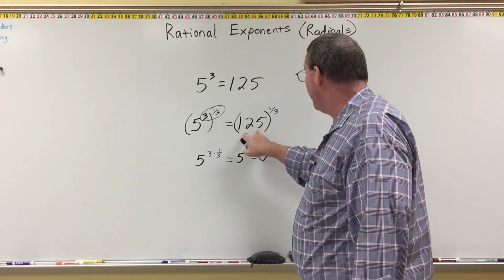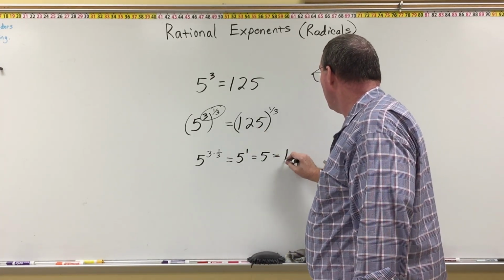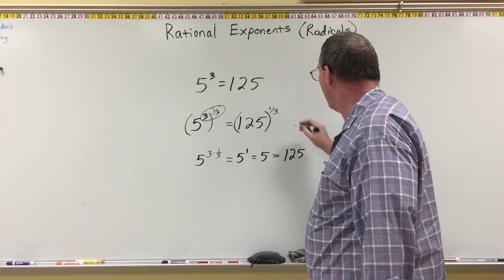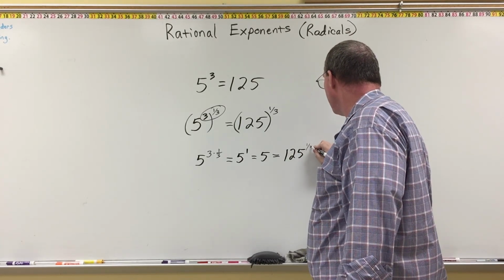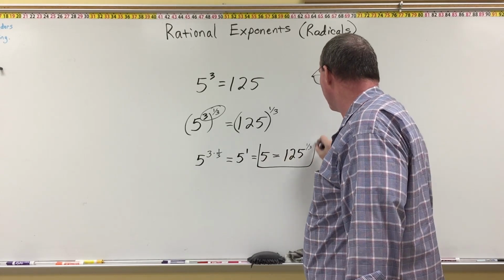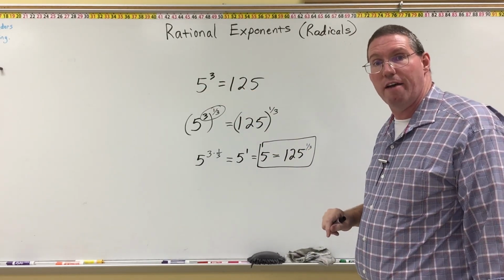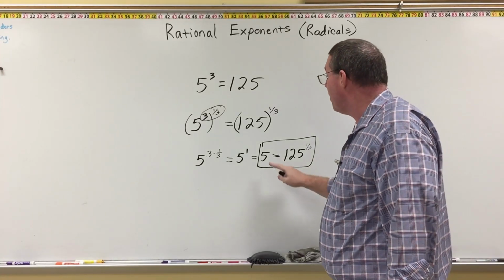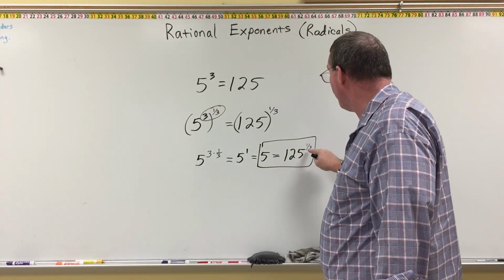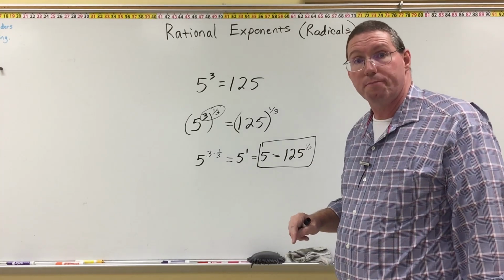And then over here, we'll have 125 to the 1/3 power. So this is another mathematical truth. If this is true, that 5 to the 3rd power equals 125, we can also say that 5 is equal to 125 to the 1/3 power.